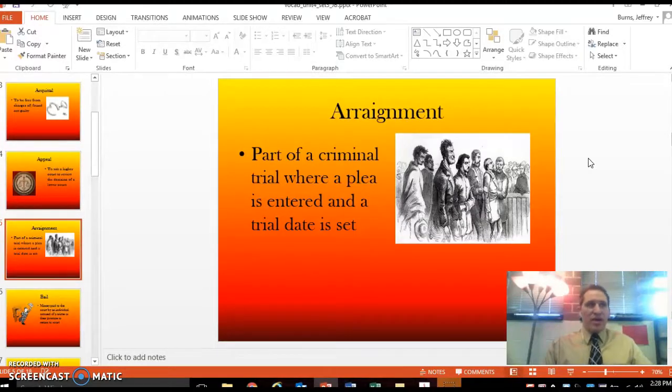Alright, third word is arraignment. Arraignment is the third step in the arrest sequence. It's where your lawyer is present, your lawyer is with you, and a trial date is set, and that's where you'll enter your plea. We'll talk about plea later, but you can either say that you plead guilty or you plead not guilty. If you plead guilty, you don't get a trial. If you plead not guilty, you get a trial.